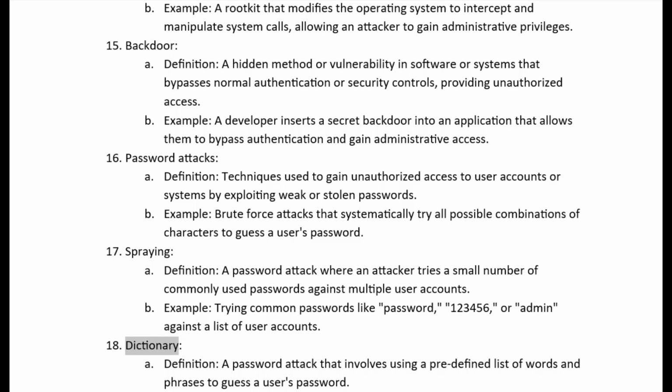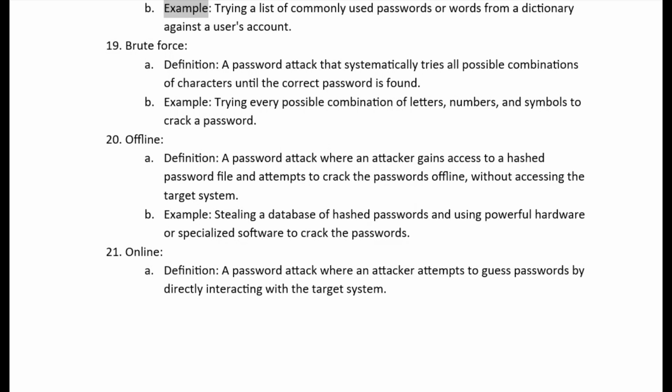Dictionary. Definition: a password attack that involves using a predefined list of words and phrases to guess a user's password. Example: trying a list of commonly used passwords or words from a dictionary against a user's account.